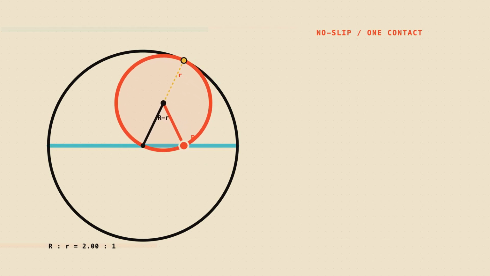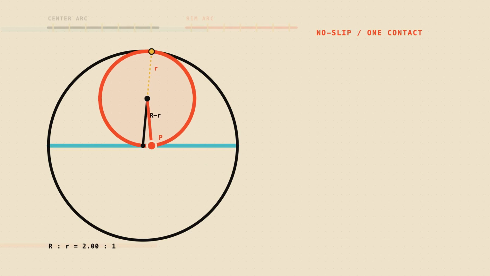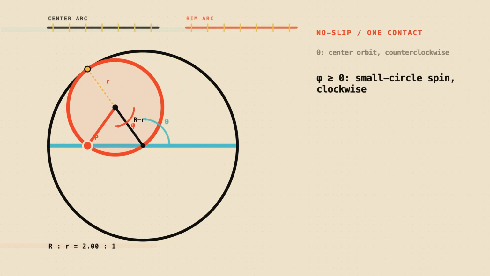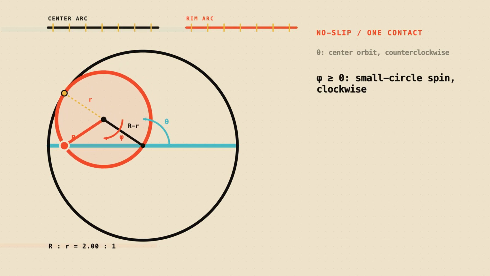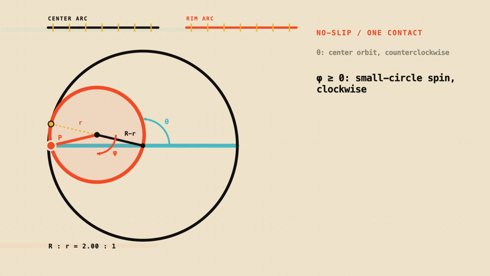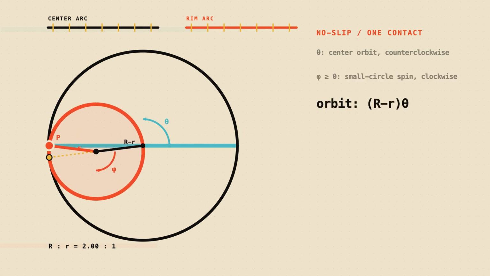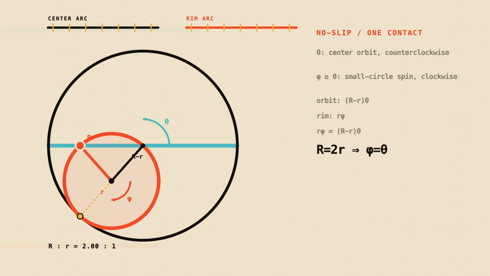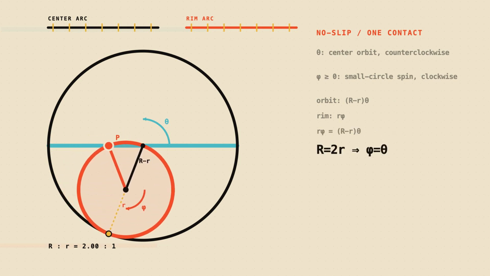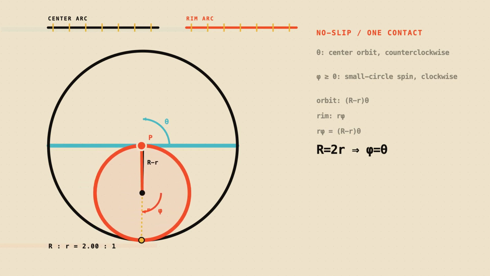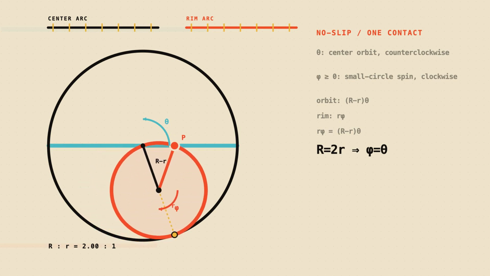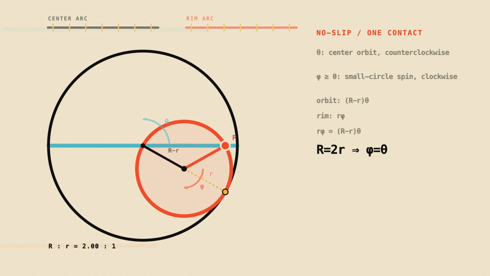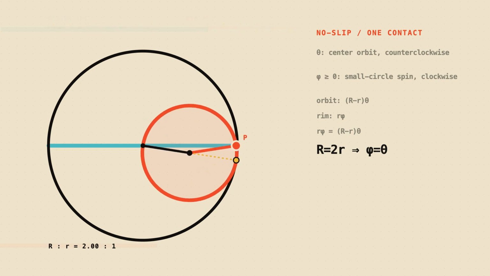The small circle's center orbits at radius capital R minus little r. Theta measures that center's counterclockwise orbit. Phi measures the small circle's clockwise spin. With no slipping, the center arc, capital R minus little r times theta, equals the rim arc, little r times phi. When capital R equals 2 little r, phi equals theta. So the orbit and spin cover equal angles in opposite directions.